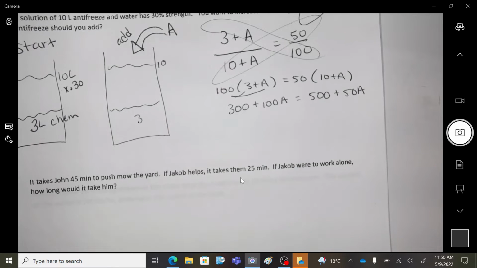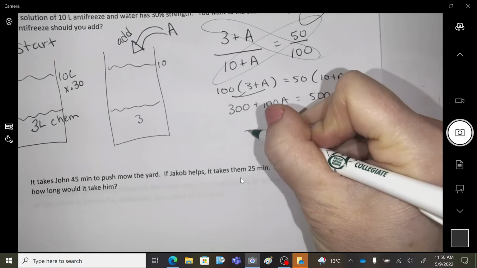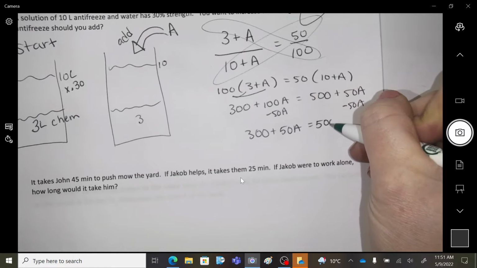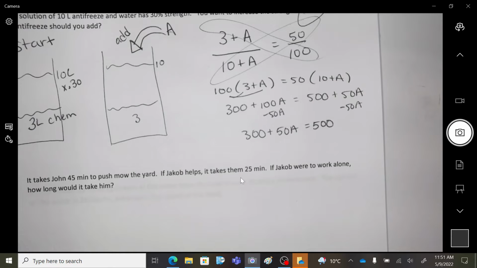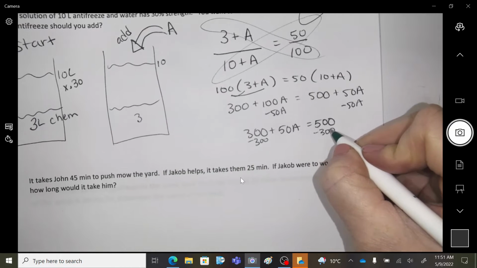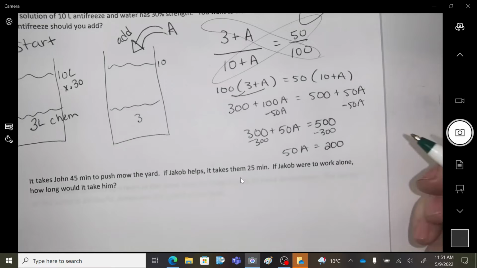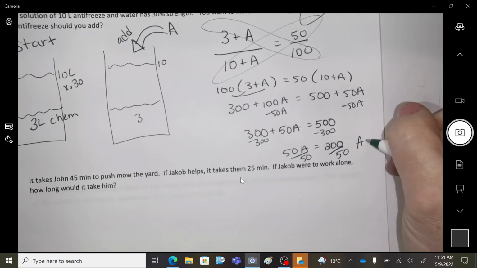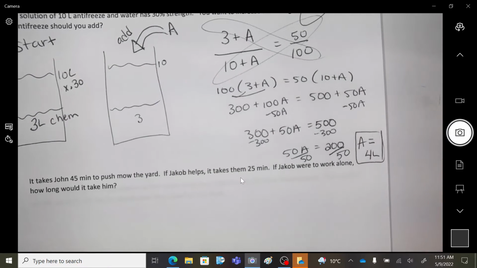Okay, I'm going to collect A's. So I'm going to minus 50A. I'm going to minus 300. Just working with my isolation strategies here. Divide by 50. So A equals 4 liters to add. That's what you're going to add.